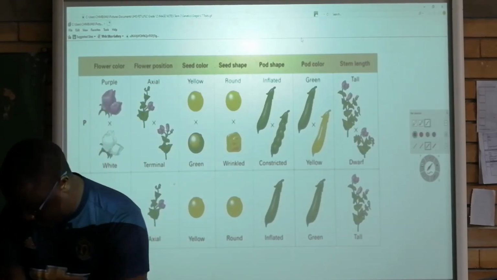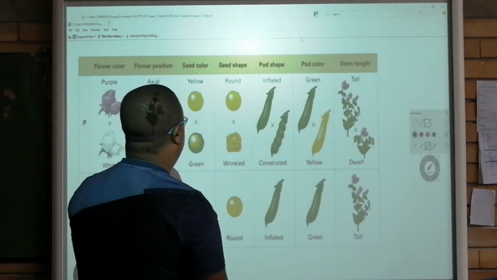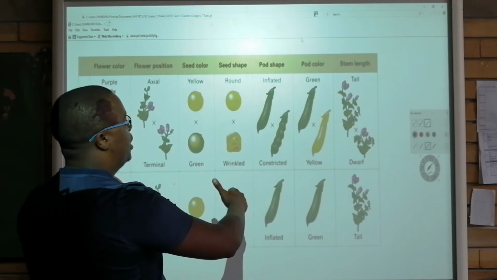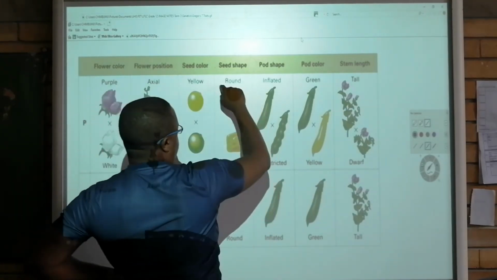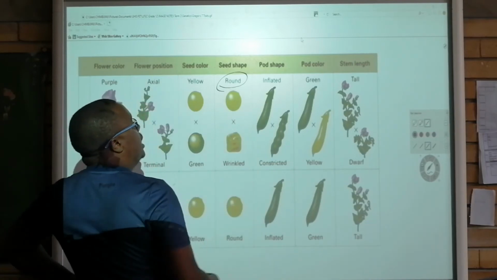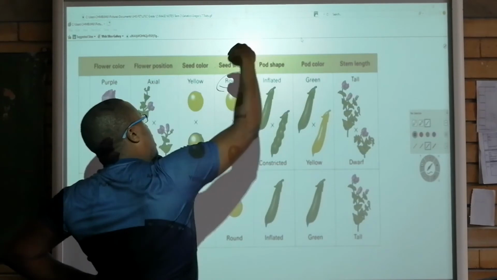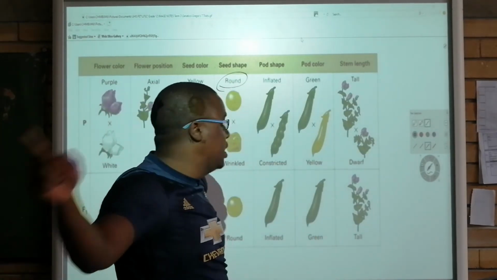Right. There we go. Back to my lovely diagram: Mendel's 7 characteristics. If I take seed shape, there are two alleles, round and wrinkled. Remember the previous lesson?